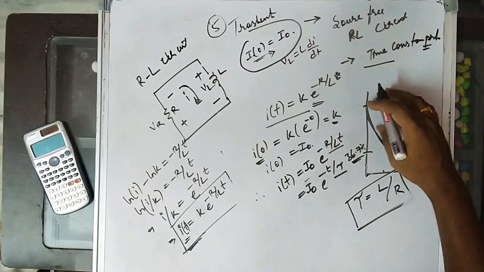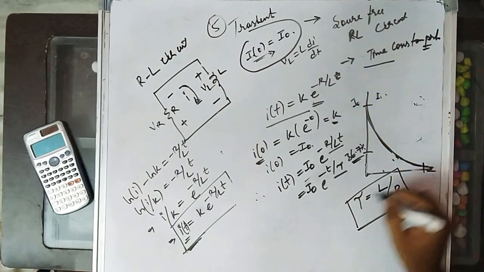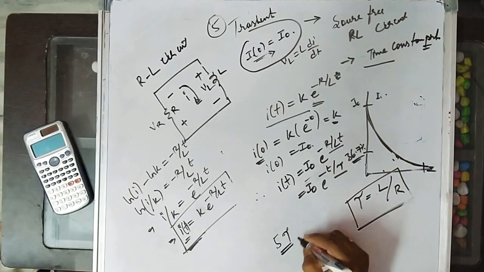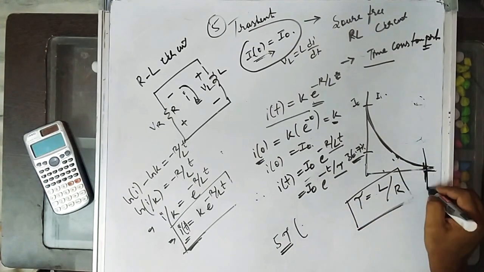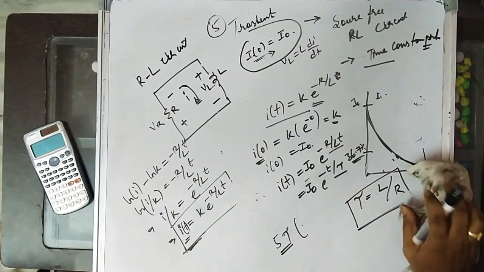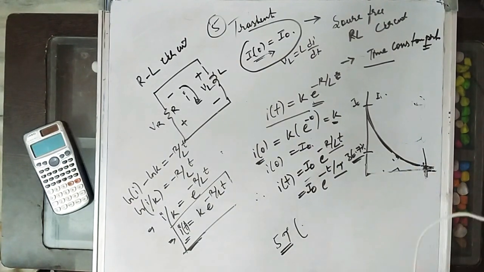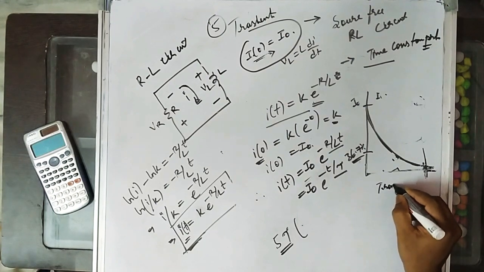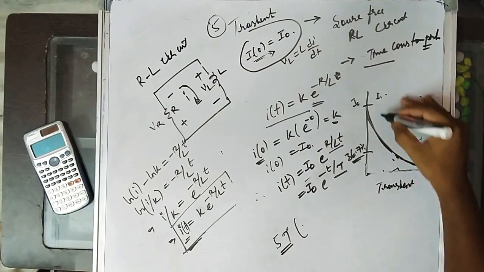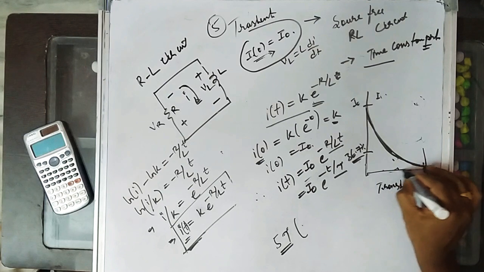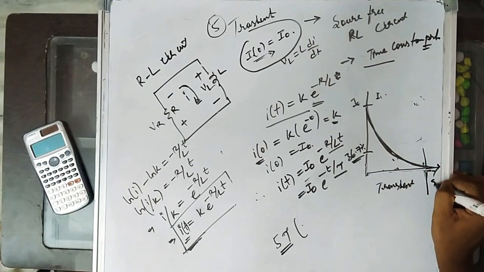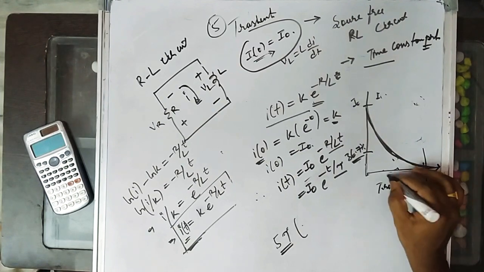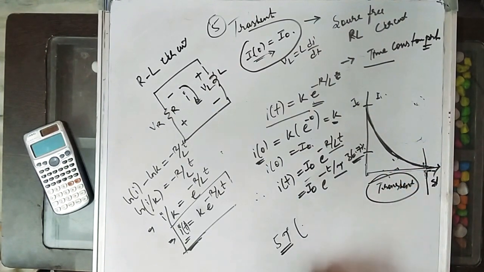This decaying current I naught takes 5 time constants to reach steady state. This is called the transient period. Whatever the element, the time during which the current is decaying is called the transient period. After this we call it steady state. This is steady state and this is transient. Now we'll solve a few problems.